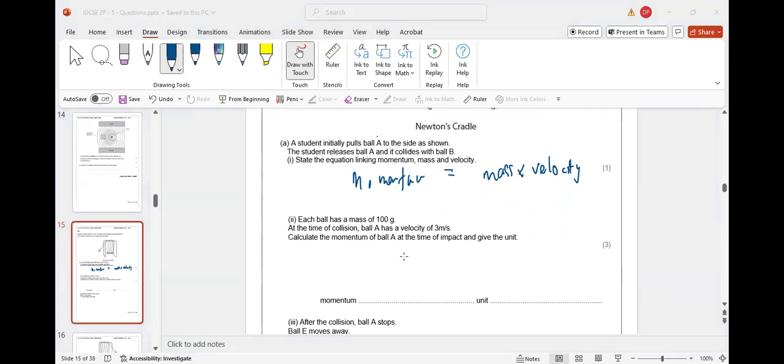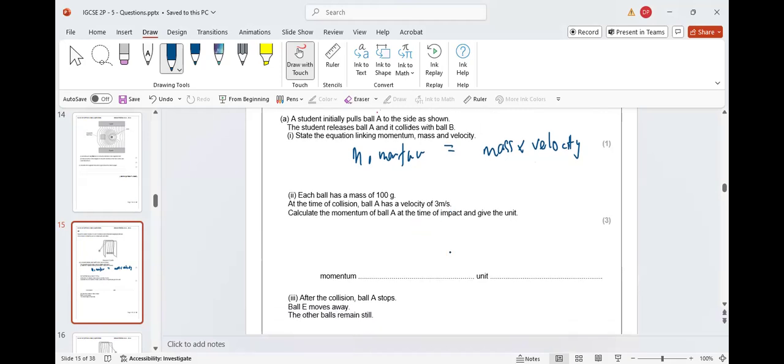They have given you mass in grams and velocity in meters per second, right? Even though it's open to write the units as they are, you better convert the mass into kilograms because kilogram is the SI unit. So the momentum is equal to mass times velocity.